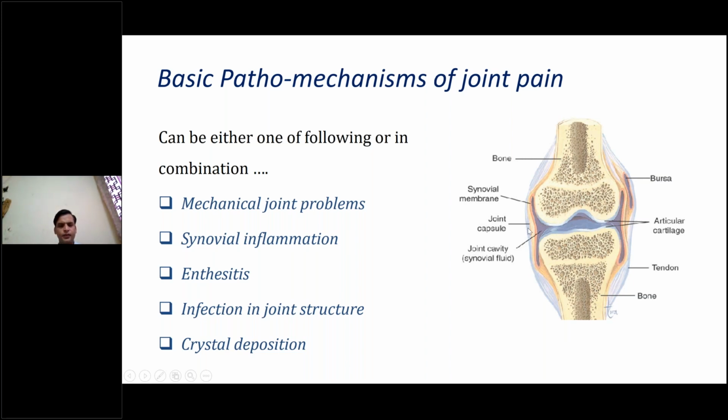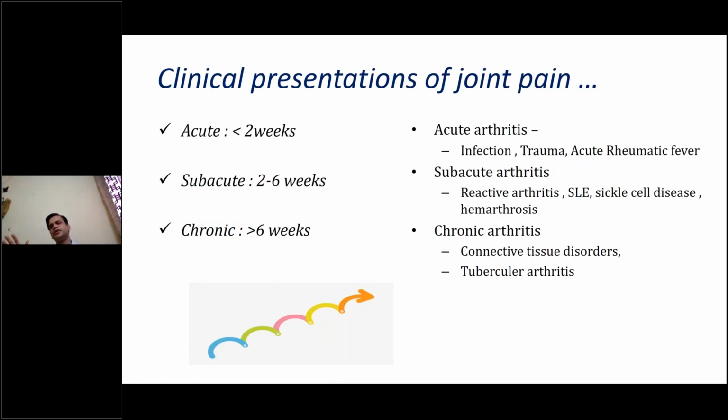Clinically, joint pain may be acute, subacute, or chronic. Acute means something of very short duration, less than 2 weeks. This timeline of 2 weeks, 2 to 6 weeks, or more than 6 weeks is a little bit arbitrary and doesn't have any basic logic. There is a vast overlap of the conditions between all these three: acute, subacute, and chronic. Acute is usually said to be less than 2 weeks, subacute is 2 to 6 weeks, and chronic is more than 6 weeks.